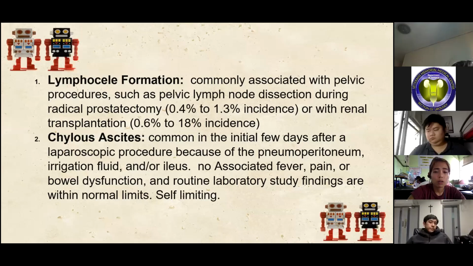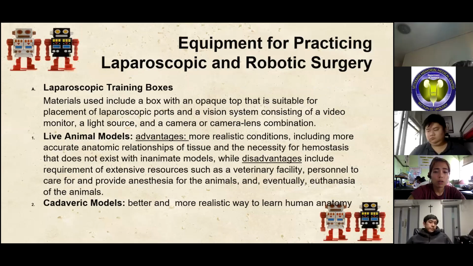So wherein materials used include a box with an opaque top that is suitable for placement of laparoscopic parts in a vision system consisting of a video monitor, a light source, and a camera or camera lens combination. Could just do more realistic conditions, including more accurate anatomic relationships of tissue and the necessity for hemostasis that does not exist in inanimate models like the laparoscopic training boxes.